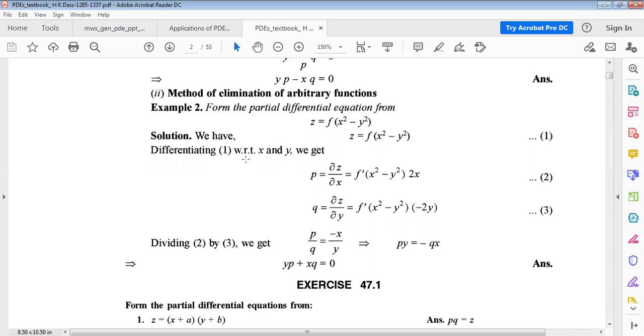Now differentiating one with respect to x and y, we get p equals del z del x equals the partial differentiation of f, that is f dash of x square minus y square. Again differentiation of x gives twice x, and y square will be 0. Similarly, the partial differentiation of z with respect to y gives this. Now dividing 2 by 3, if we divide 2 by 3, we get this. Okay, this will be cancelled. Understand?